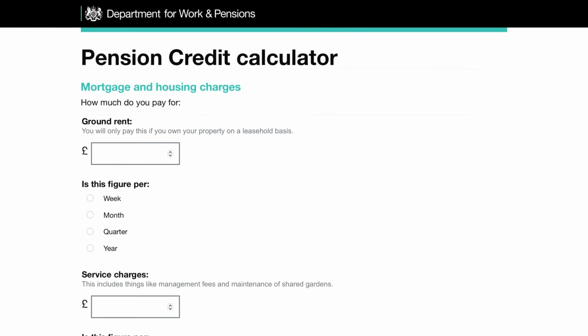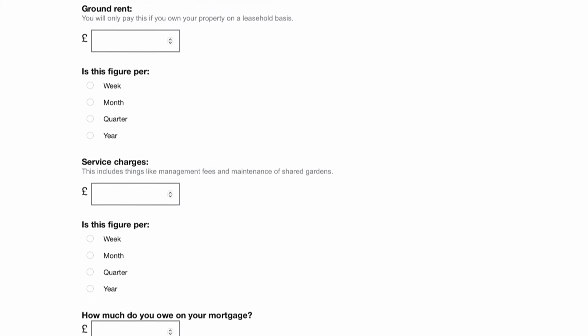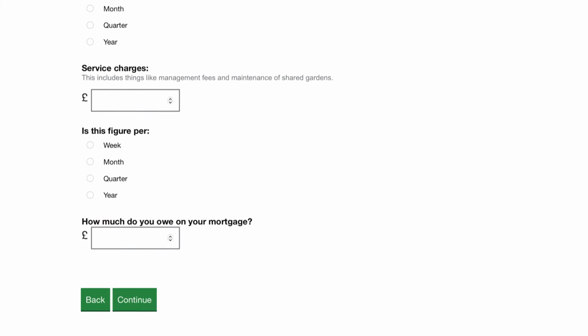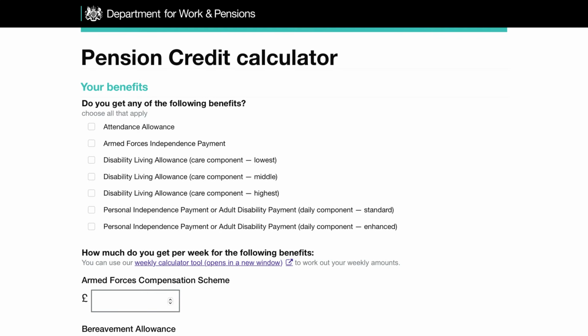Because Jackie owns her property outright, Jackie does not need to complete the housing and mortgage pages, and these can be left blank as it does not apply to her. Next, she moves to the Your Benefits section.